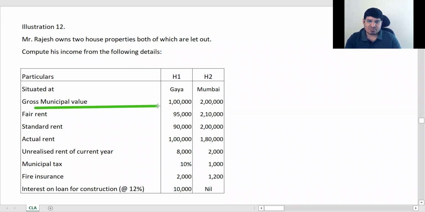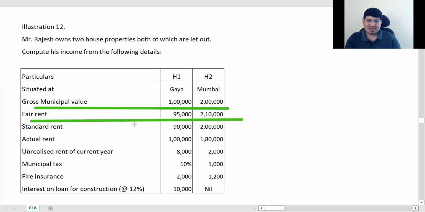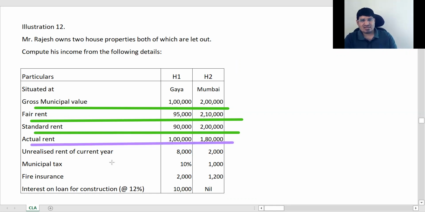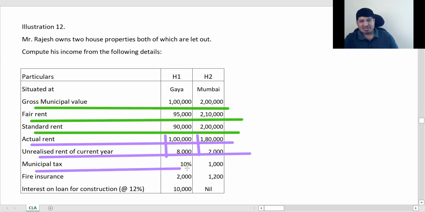Because Mumbai is there, we'll just see what kind of data is given. One is gross municipal value, fair rent, and standard rent. Just find out the GAV. Next, he has given actual rent and unrealized rent. So ARR minus unrealized rent will be 1 lakh minus 8,000 here, and 1 lakh 80 minus 2,000 here. For municipal tax, he has given 10% here, and for Mumbai he has just made our job easier. He has directly given you the tax amount, so you don't have to do anything about Mumbai.